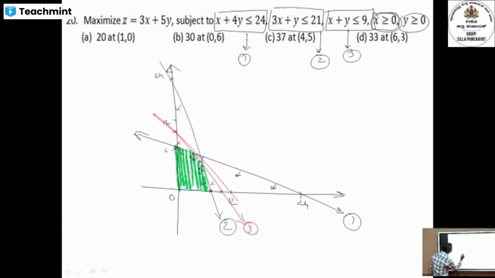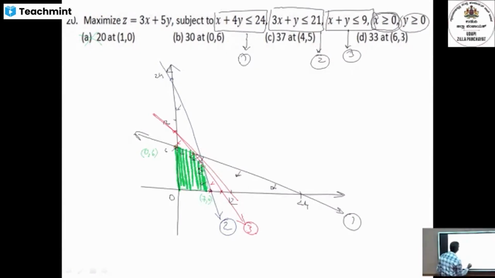This point is 0, 6, and this is obtained by solving 1 and 3. Solving 1 and 3, you will get this particular point. Solving 2 and 3, you will get this point. Solving this point is easy. This is the second equation on the x-axis, so this is 7, 0. So 0, 6 and 7, 0. Now 0, 6, if you substitute, you will get 30. And 7, 0, you substitute, 21. So definitely 21 is not the maximum, so that is not there. 1, 0 is not at all there in your corner points.